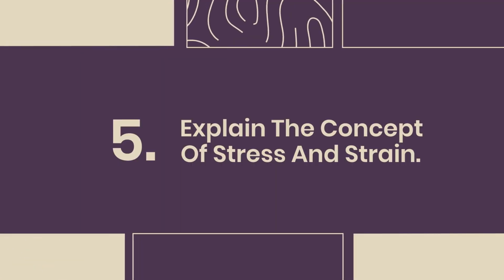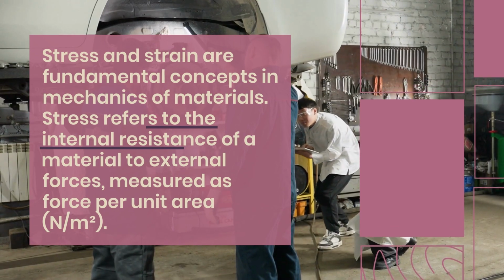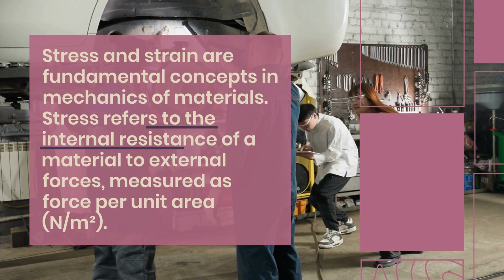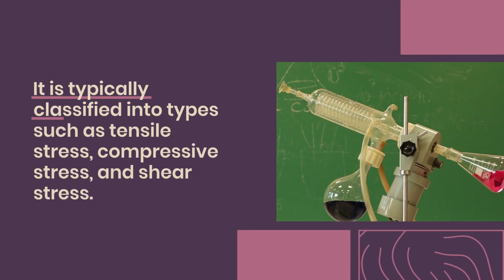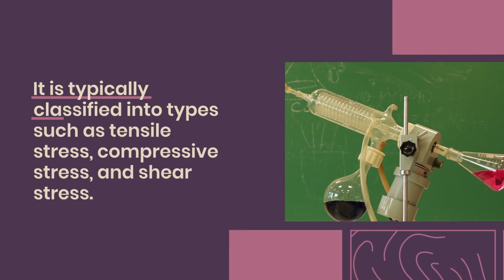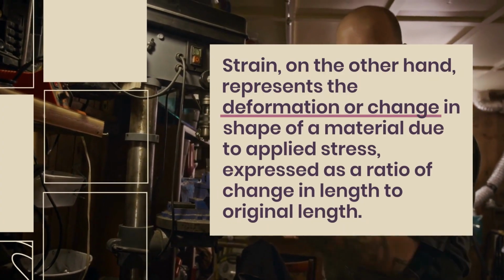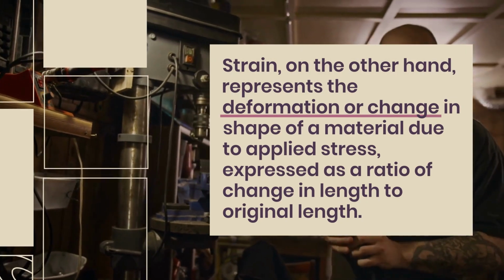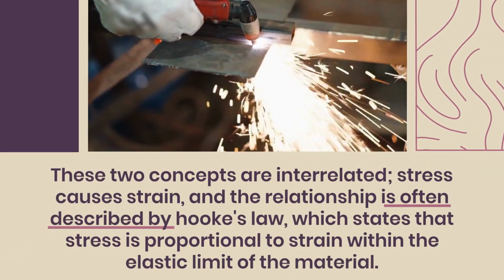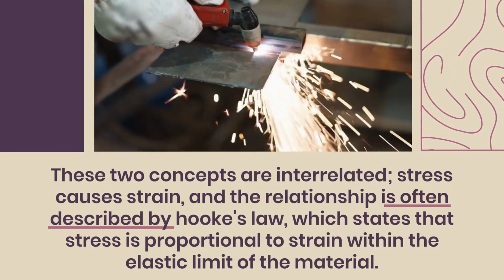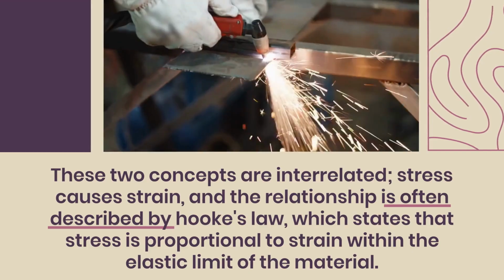5. Explain the concept of stress and strain. Stress and strain are fundamental concepts in mechanics of materials. Stress refers to the internal resistance of a material to external forces, measured as force per unit area, N per square meter. It is typically classified into types such as tensile stress, compressive stress, and shear stress. Strain, on the other hand, represents the deformation or change in shape of a material due to applied stress, expressed as a ratio of change in length to original length. These two concepts are interrelated. Stress causes strain, and the relationship is often described by Hooke's law, which states that stress is proportional to strain within the elastic limit of the material.